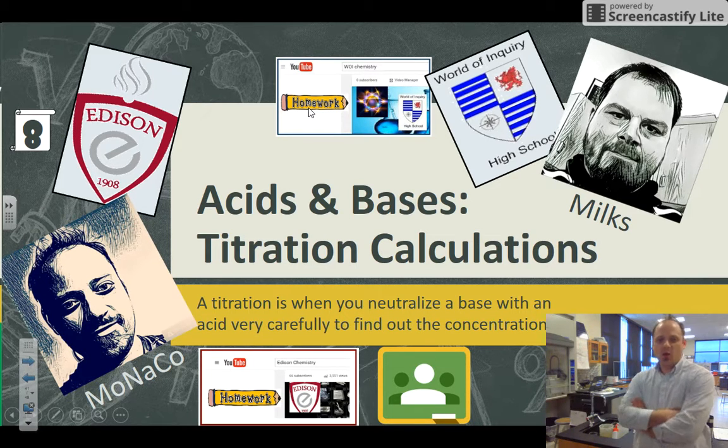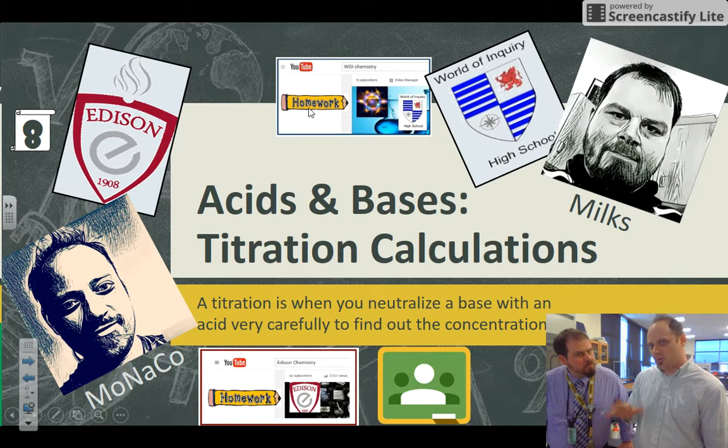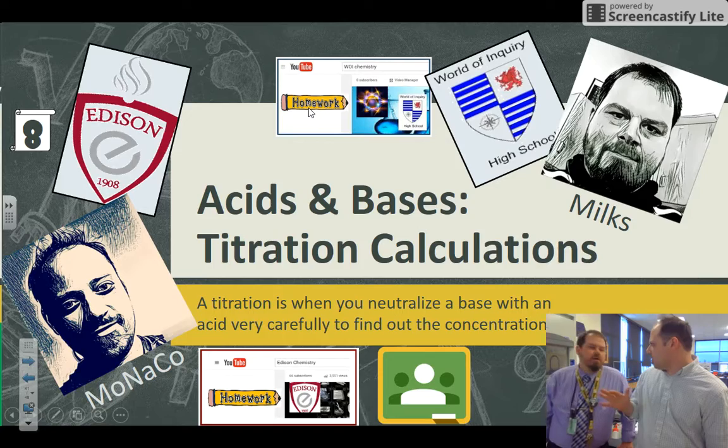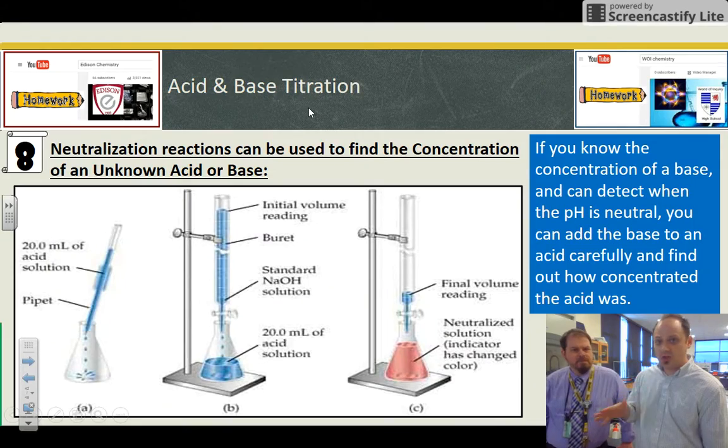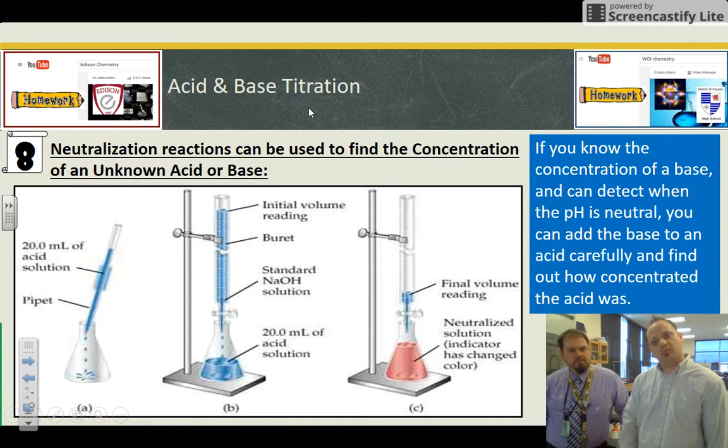Homework number eight, acid-base titration calculation. So this is where the maths comes into play. Aside from when we were doing the logarithm pH stuff, this is the only other part of the unit where math comes into play. Plug and chug. So if you got your algebra, you're good.